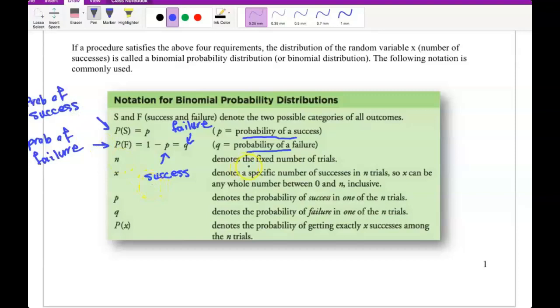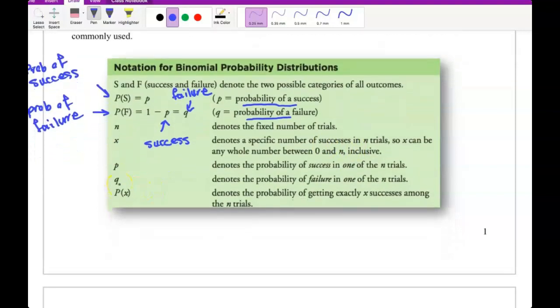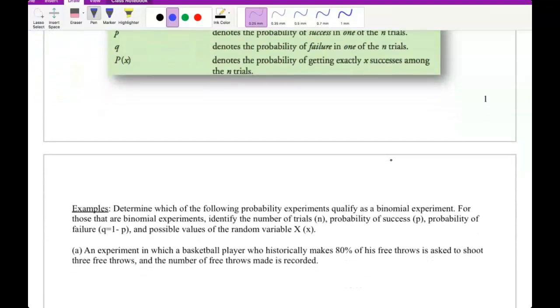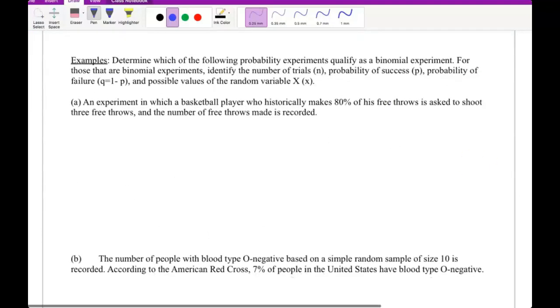To show the number of trials we use N, and number of successes in N trials we use X. So once again, P is for the probability of success, and probability of failure is Q. And this X, so that is probability of X, and X was here on top, number of successes in trials. Now let's work an example.